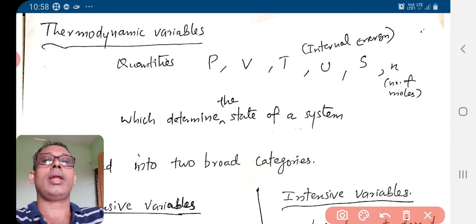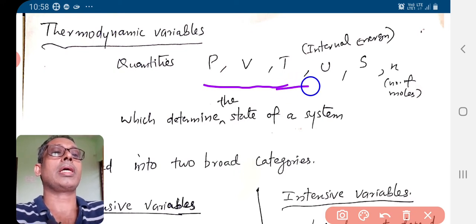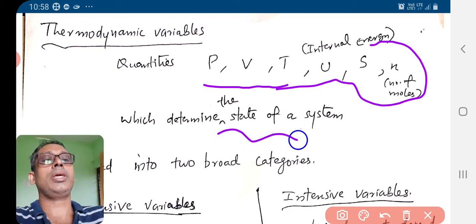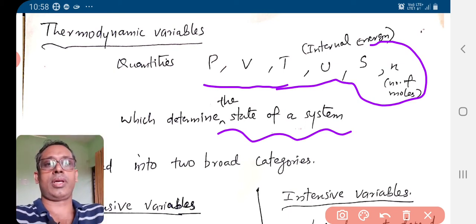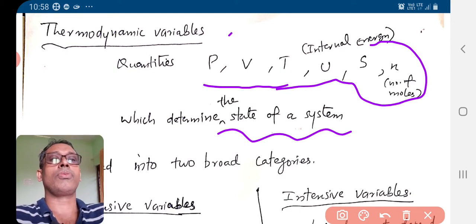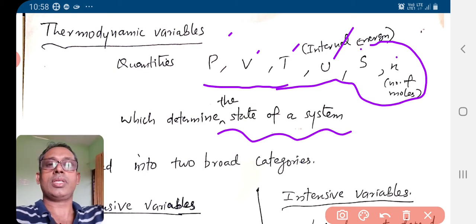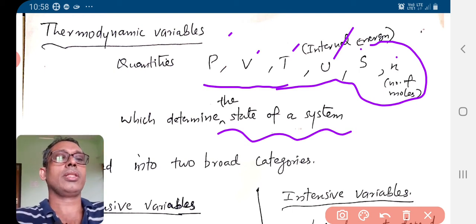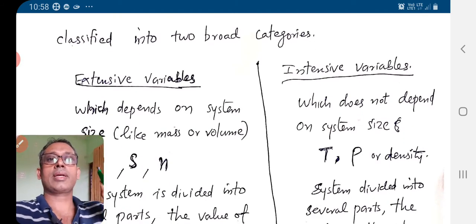Quantities like pressure, volume, temperature, internal energy, entropy, number of moles, which determine the state of a system, are called the thermodynamic variables or quantities. Pressure, volume, temperature, energy, entropy, number of moles. These are the variables that we use to describe the state of a system in thermodynamics.